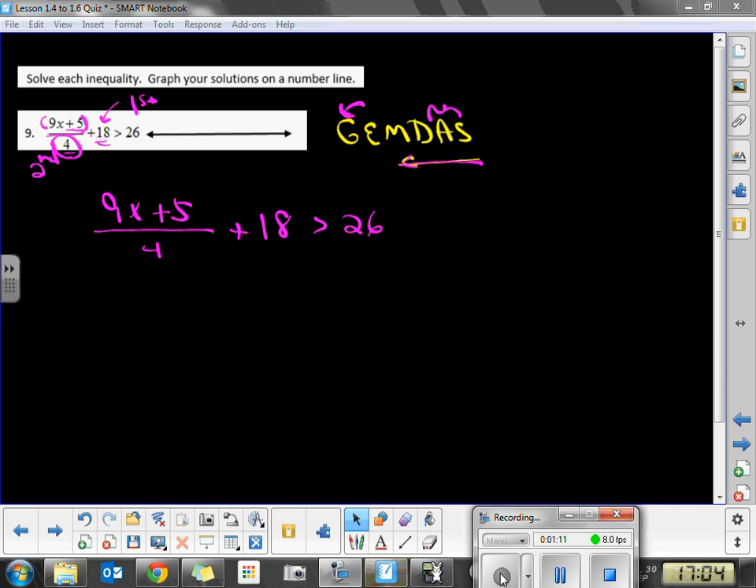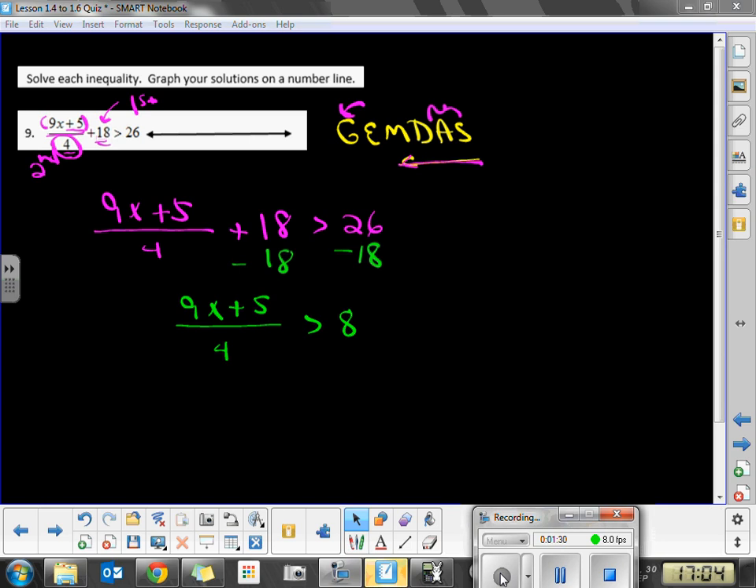Whenever we solve equations, we want to undo addition and subtraction first. That is the reverse of our order of operations. When we do equations, that's what we want to do to make sure that we end up with the correct location or value. So 9x plus 5 divided by 4 has to be greater than... if we subtract 18 from 26, we get an 8.